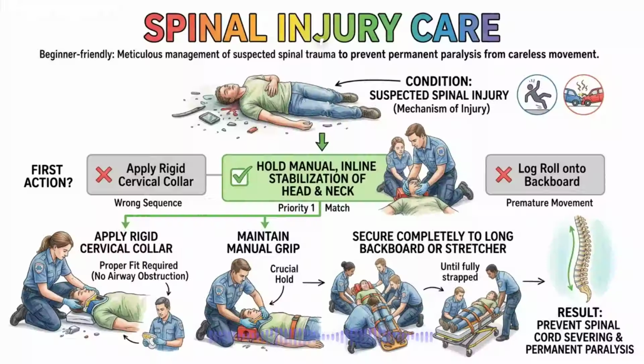Suspected spinal injuries require meticulous care, as any careless movement could sever the spinal cord and leave the patient permanently paralyzed. If the mechanism of injury suggests a spinal fracture, your first action must be holding manual, inline stabilization of the head and neck, preventing the patient from moving.